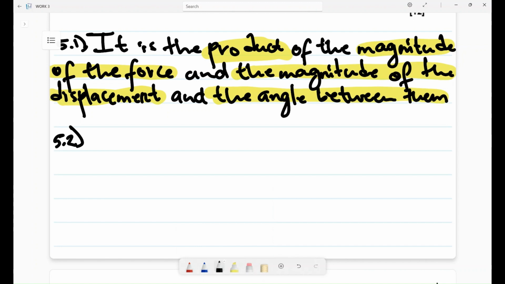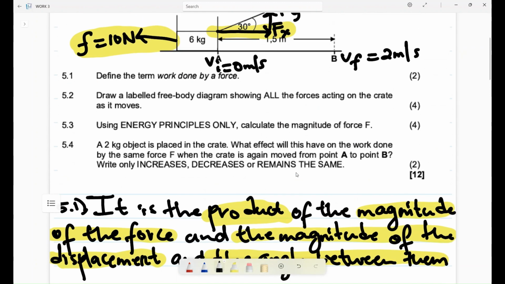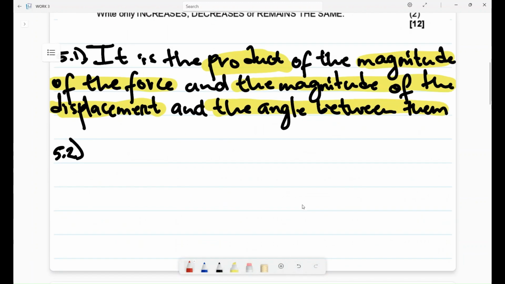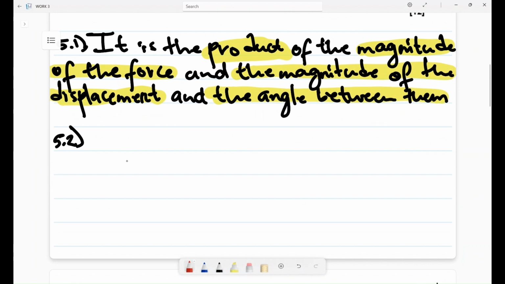Now let's see 5.2. 5.2 says, draw a labeled free body diagram showing all the forces acting on the crate as it moves. Now, 4 marks for forces. Let's do this. I think this one everyone should know.